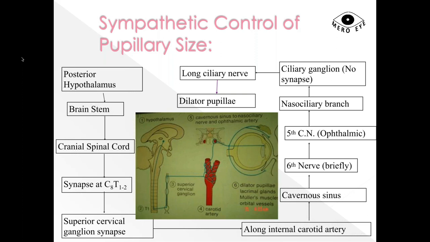So why are we talking about these? Because if there is a problem at any of the levels we have just described, such as the superior cervical ganglion, the internal carotid artery, the cavernous sinus or the nasociliary nerve, there will be a disruption of the sympathetic control, leading to a pinpoint pupil, known as Horner's syndrome, which we'll discuss later on. Understanding the normal anatomy will help us understand the pathology and also manage the treatment later on. That is why it is important to understand the pathway for the pupillary reaction.